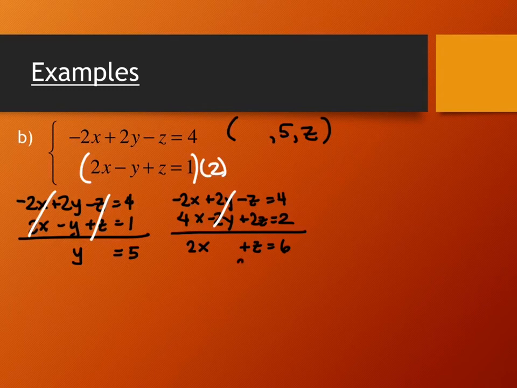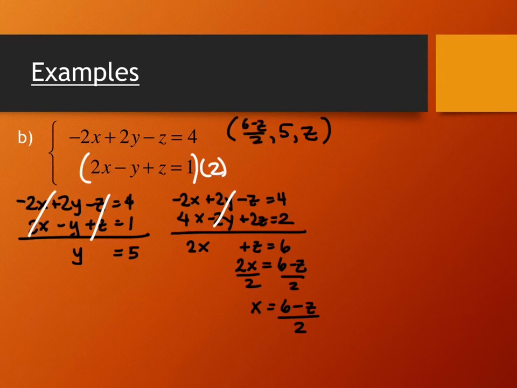I'll move my z, so this is 2x equals either negative z plus 6 or 6 minus z, whichever you prefer. And then we'll divide by 2. So this one doesn't actually end up canceling and looking really nice. I mean, we could cancel the 6 if you want, but then we'd have a z over 2. So I'm just going to choose to leave it as 6 minus z. Make sure your z looks like a z and not a 2 over the 2. So my ordered triple up here would say 6 minus z over 2.